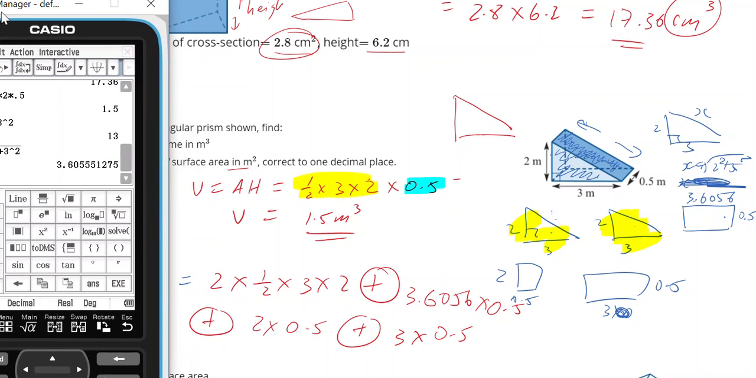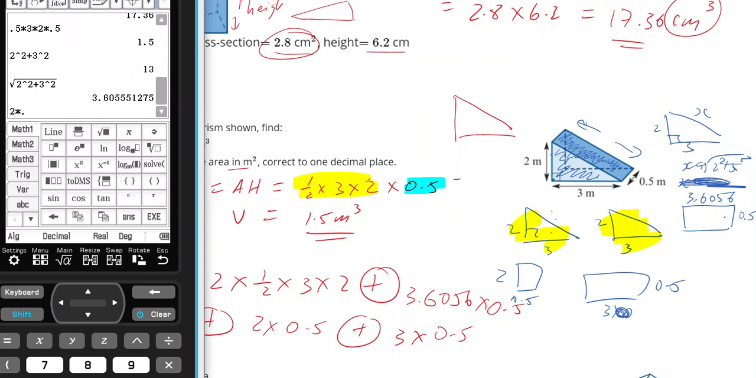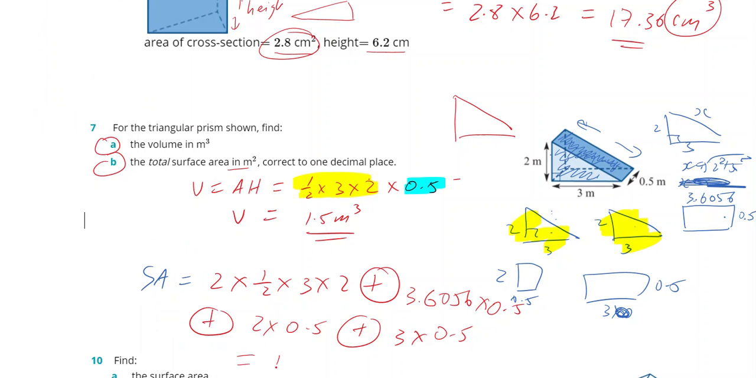Even if you're having to draw shapes, make sure you show some working. So let's do this. We'll go 2 times 0.5 times 3 times 2 plus 3.6056, using the full value just so that I'm careful enough, times 0.5, plus 2 times 0.5, plus 3 times 0.5. So we should get 10.30 meters squared. Hopefully that helps. It gives you an idea of how to approach surface area questions. You're just going to account for each of the faces and work out the value of each of them. Hopefully that helps.